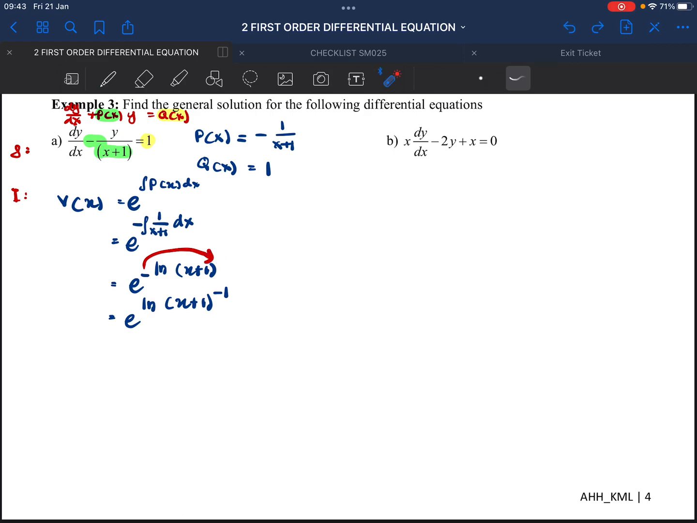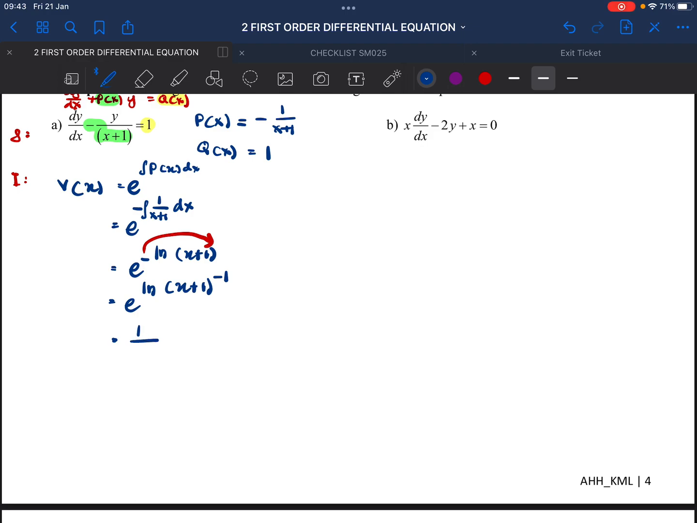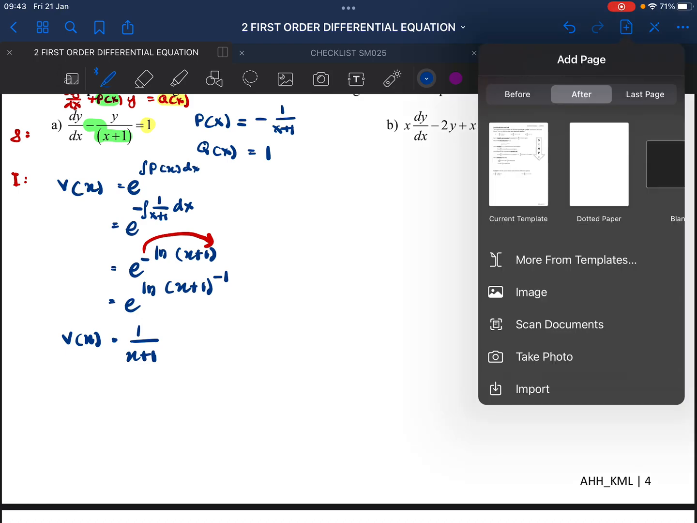So here you know that exponent dengan ln ni akan jadi 1. So we end up with x plus 1 to the power of negative 1, or 1 over x plus 1. So that is our integrating factor. Okay, so make sure your integrating factor must be simplified.